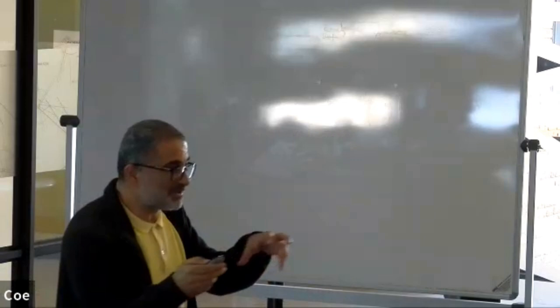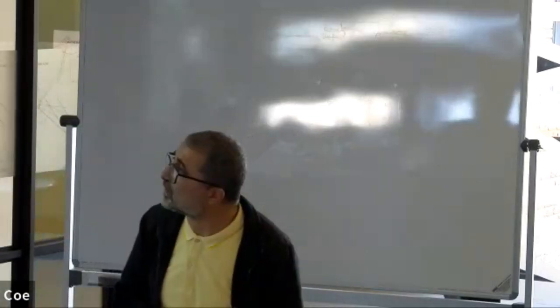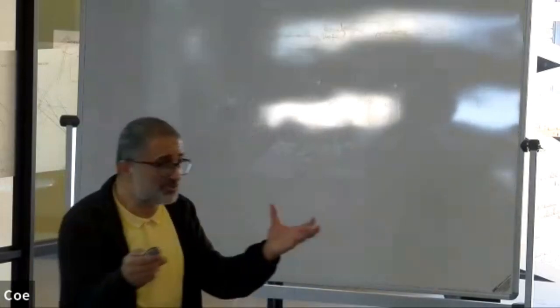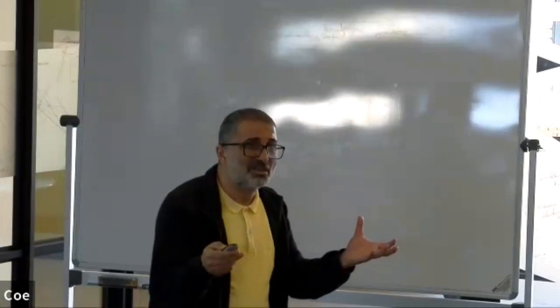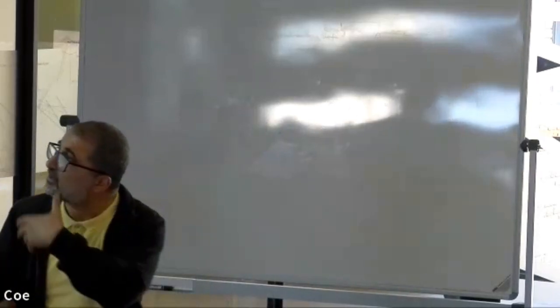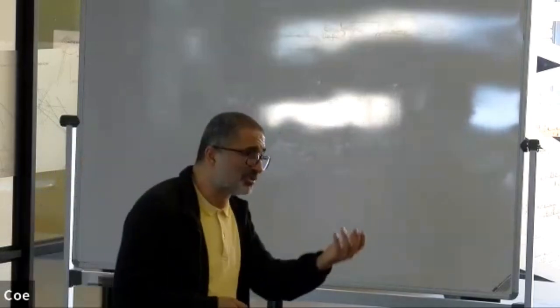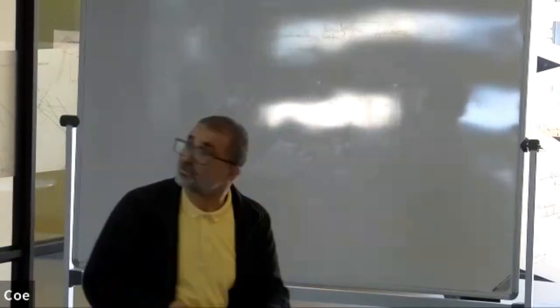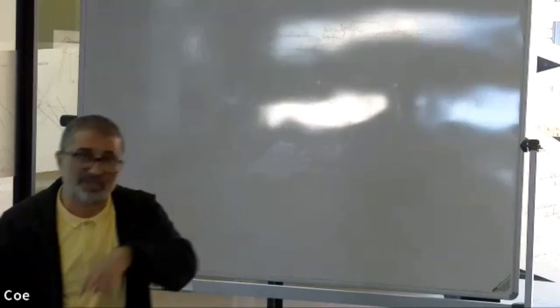So maps between Banach spaces are linear and continuous or bounded, and maps between Banach lattices, we want these maps to respect the order. So we are interested in lattice homomorphisms, which are linear and respect the order, respect the finite supremum and infimum.